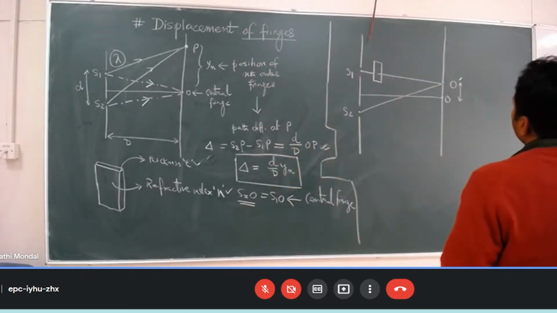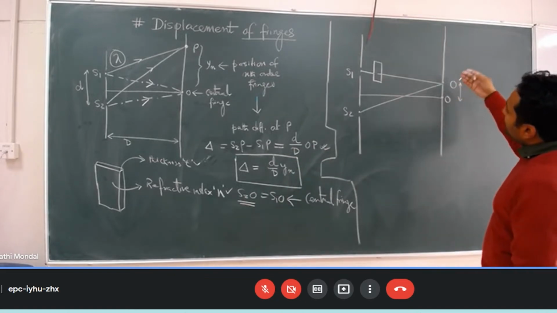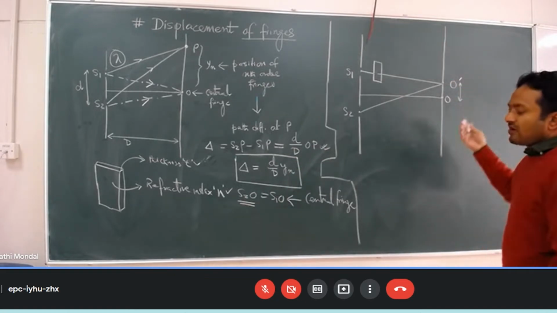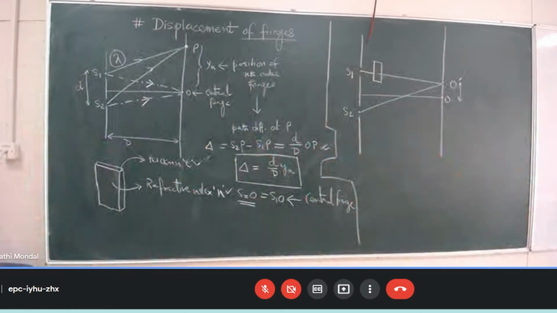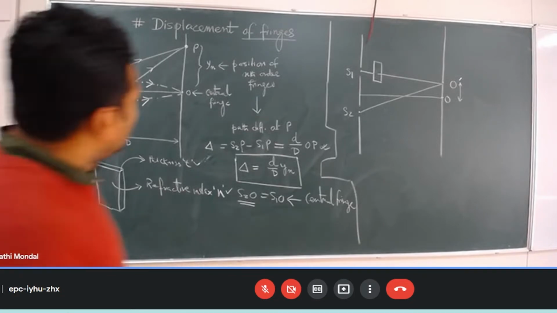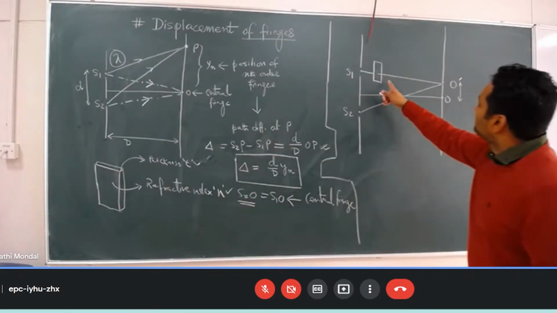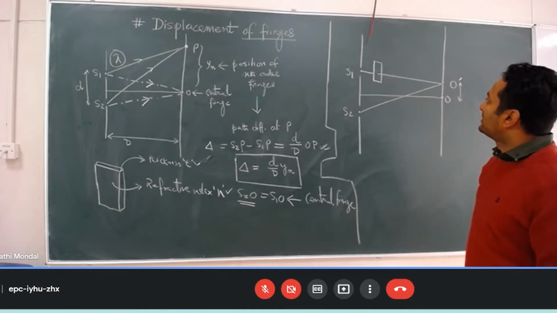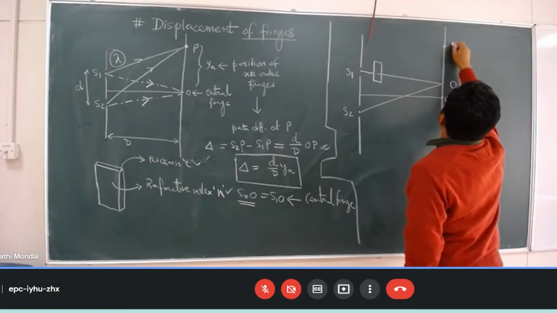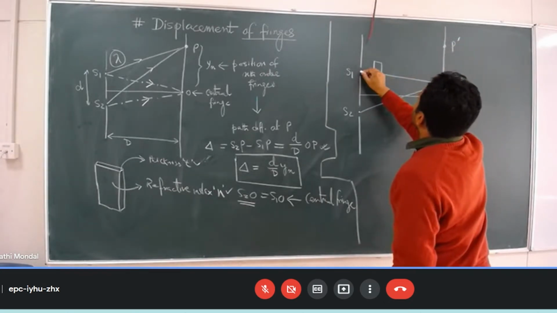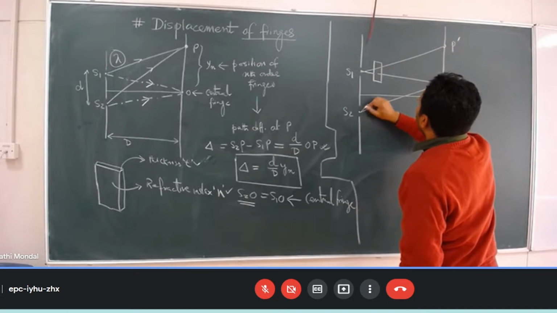So now if I calculate how much the displacement of the fringe actually happened, from that we can calculate the thickness of the thin film you have inserted in the experiment, or what may be the refractive index of the thin film. Okay, now what will happen then? It will also change to P dot. Let's say so, like this.